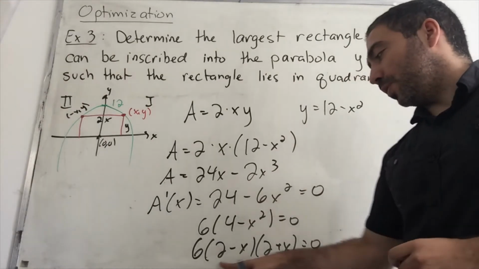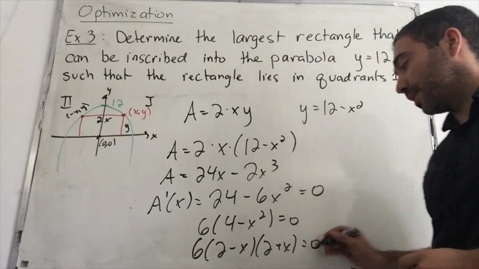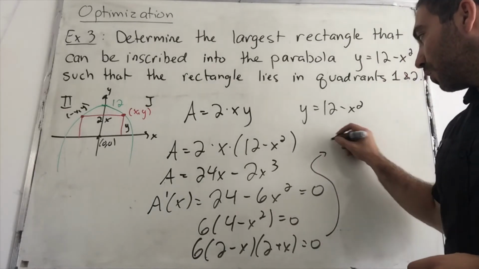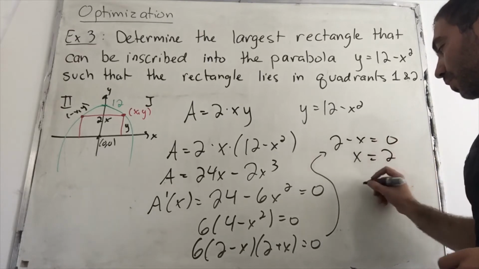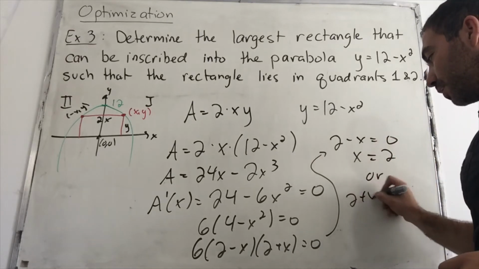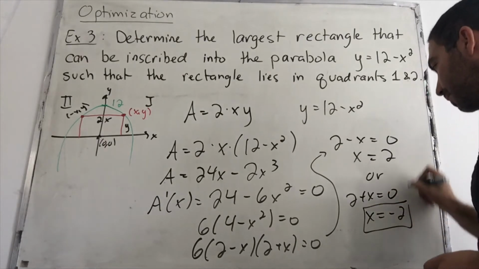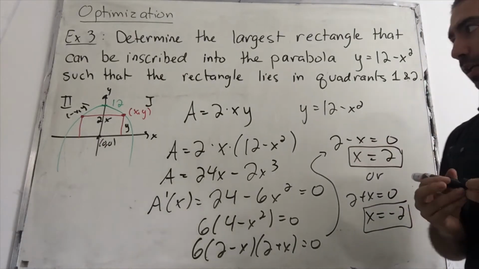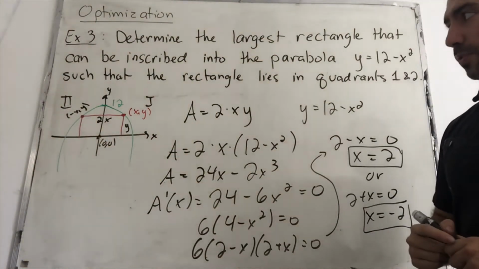And now we use the zero product law. So either 2 minus x equals 0 or 2 plus x equals 0. So 2 minus x equals 0, meaning that x equals 2, or 2 plus x equals 0. Bring the 2 over, we get x equals negative 2. Okay, so this x value here is 2, this one here is negative 2. So that gave us information.